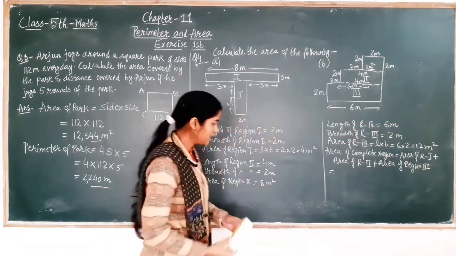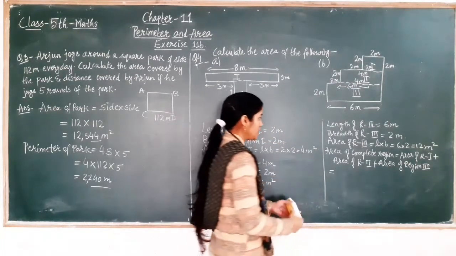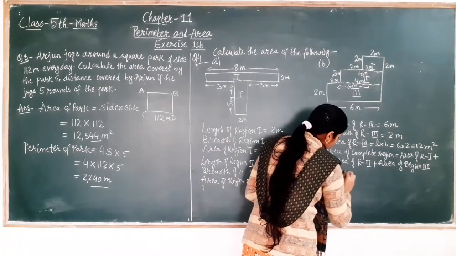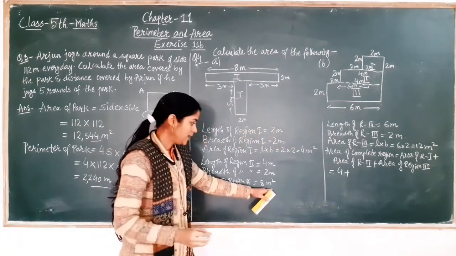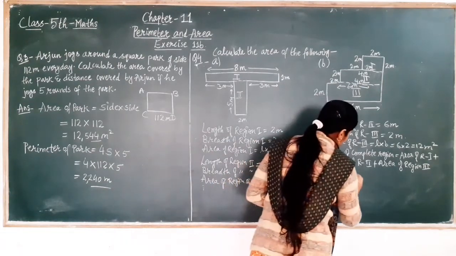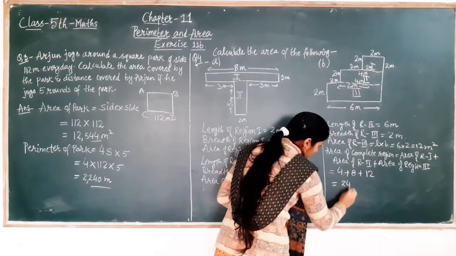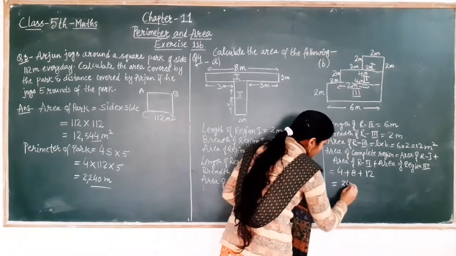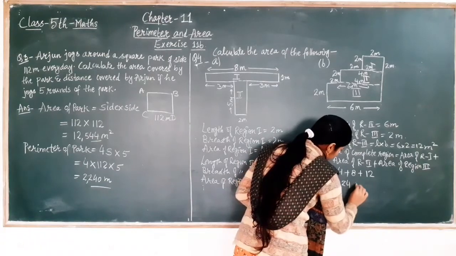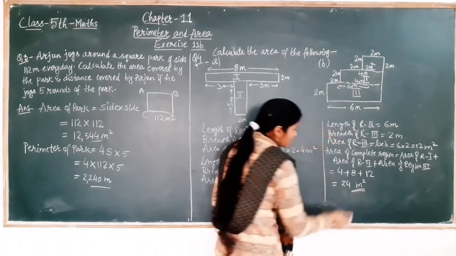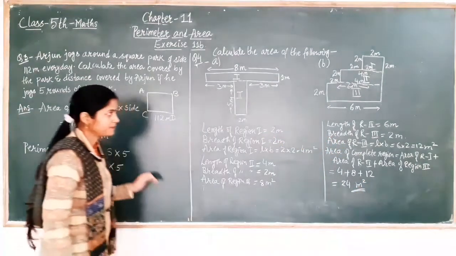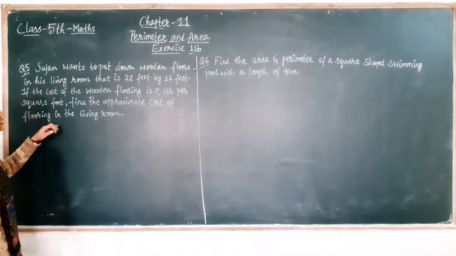So what is the area of region 1? Area of region 1 is 4 plus area of region 2 is 8 and region 3 is 12. So if you add all the three, you will get 24 meters square. So this would be your answer. Okay, now we will see our next question.